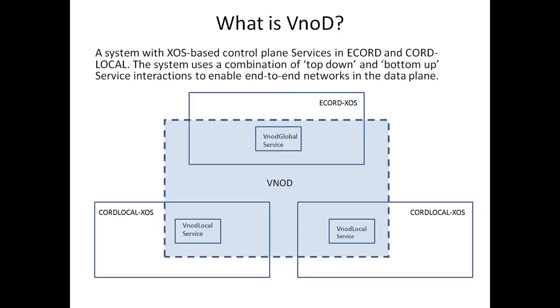Okay, so what is VnoD? VnoD is a system of XOS-based control plane services in both the eCORD and CORD local areas. And the system uses a combination of top-down and bottom-up service interactions in the control plane to enable end-to-end networks in the data plane. If you look at this blue box in the middle here, it highlights this graphically. It shows that this is an interaction, a distributed system with components on both the eCORD and at the CORD local level.